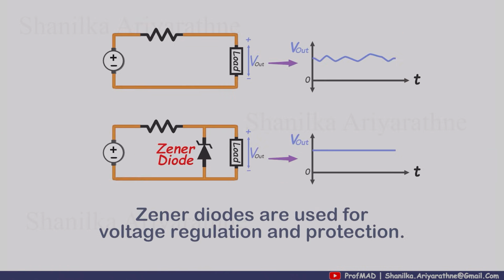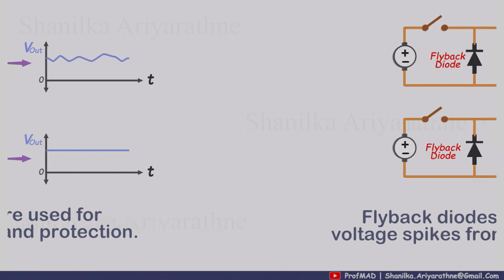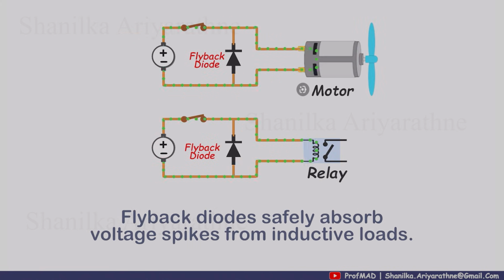Zener diodes are used for voltage regulation. They clamp the voltage at a specific level by conducting in reverse once a set threshold is reached. Diodes are also used as flyback diodes with motors and relays, absorbing voltage spikes when these devices switch off and protecting the rest of the circuit. There are many applications of diodes, and we'll explore them one by one in future videos. For now, let's focus on the basics of how a diode behaves.